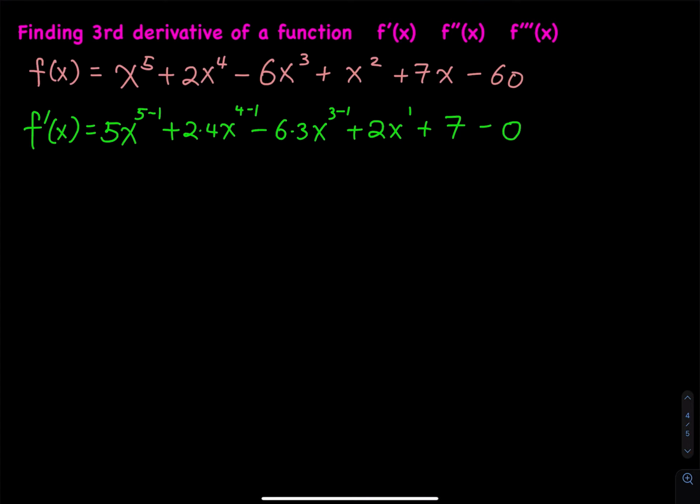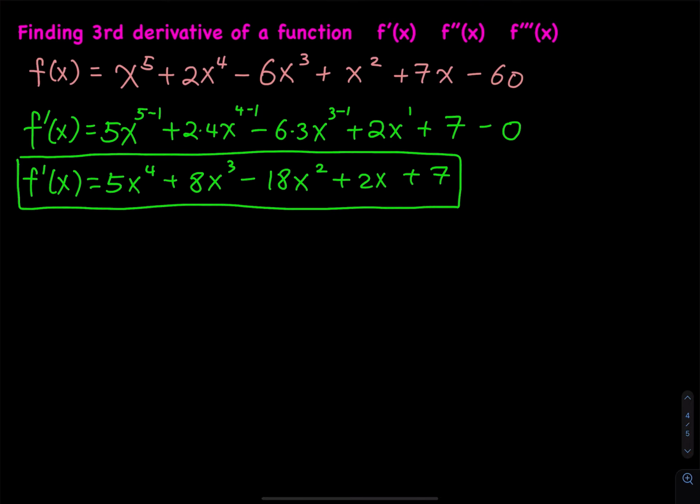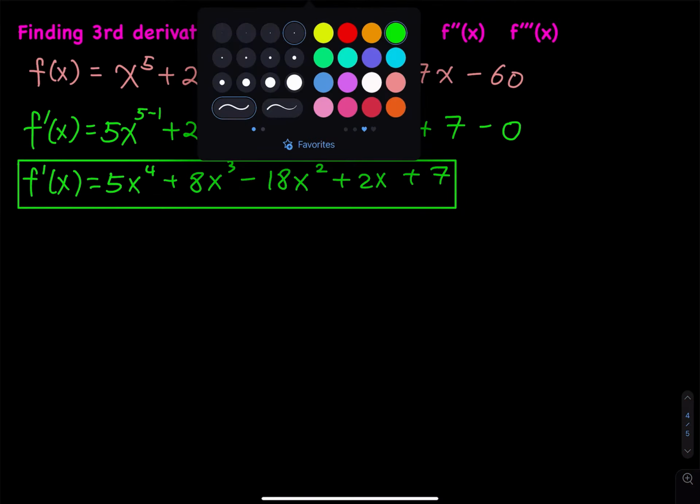So let's clean up the coefficients. f prime of x is equal to 5x to the fourth, plus 8x to the third, minus 18x to the second, plus 2x, plus 7. So this is the first derivative. And based on the first derivative, we can move on to the second derivative. Let's use another color for the second derivative.